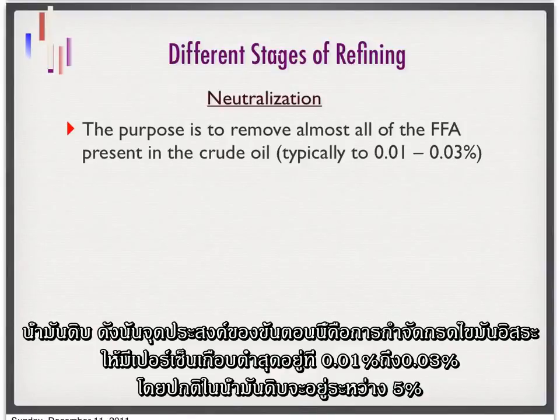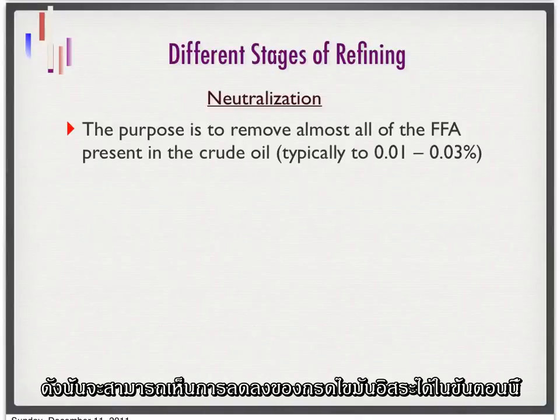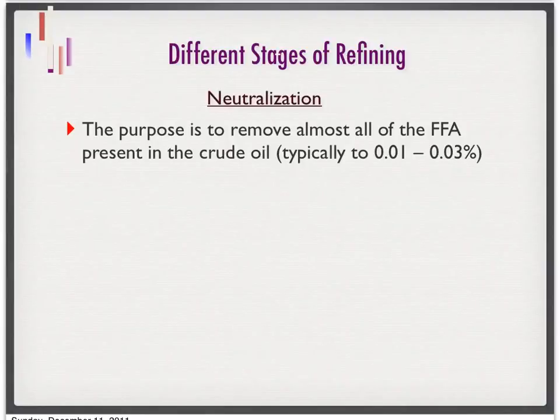is basically to remove almost all of the free fatty acid present in the crude oil down to a very low level, typically between 0.01 to 0.03%. Usually in the crude oil, we have between 3 to 5%. So you can see there's a large reduction of free fatty acid during the neutralization step.